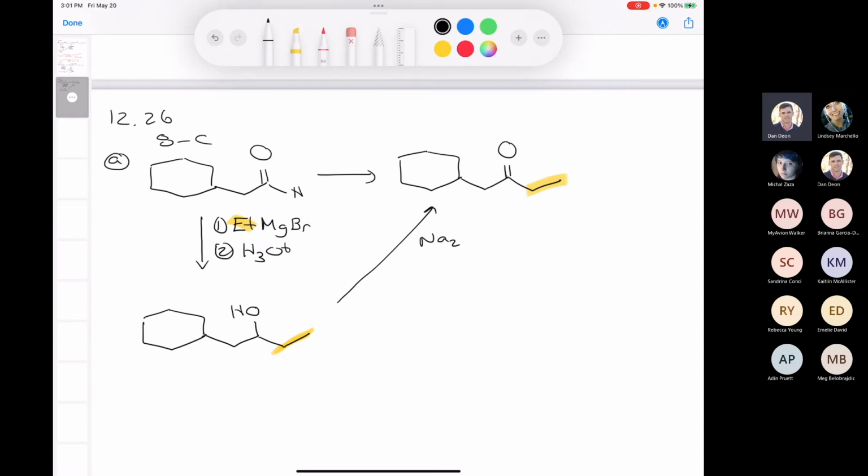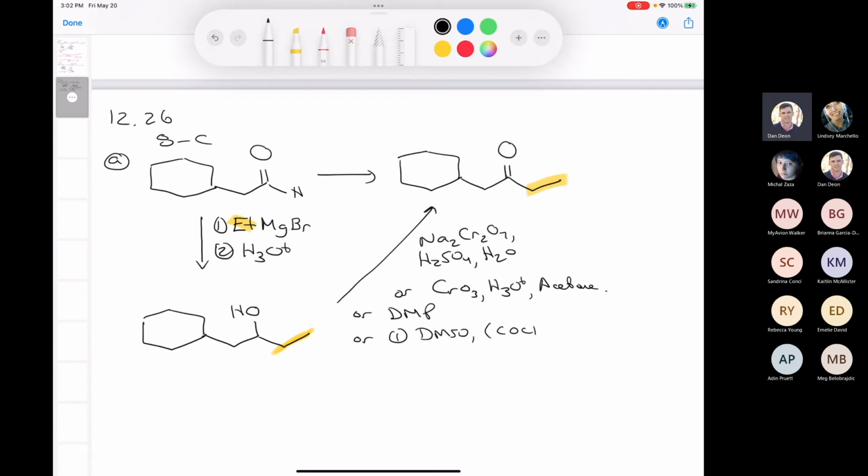I could do sodium dichromate, sulfuric acid in water, or you could use chromium trioxide, H3O plus in acetone, or you could use Dess-Martin periodinane, or you could do a Swern, which is the first step, treating the compound with dimethyl sulfoxide and oxalyl chloride, followed by triethylamine, or what's the other one that we learned that's escaping me at the moment? So we use Swern, Dess-Martin. Yeah, I guess that's it. Oh, PCC. Yeah, PCC. There we go. So a whole host of ideas to oxidize that.